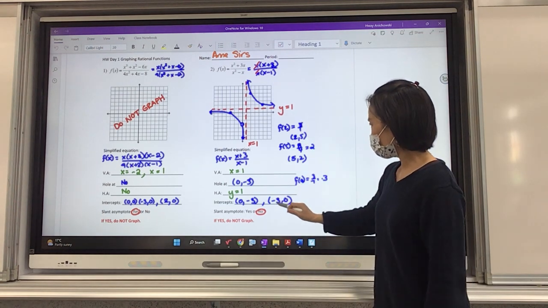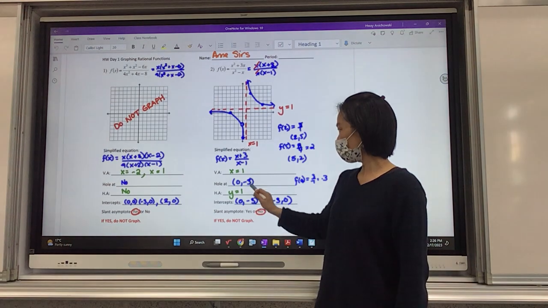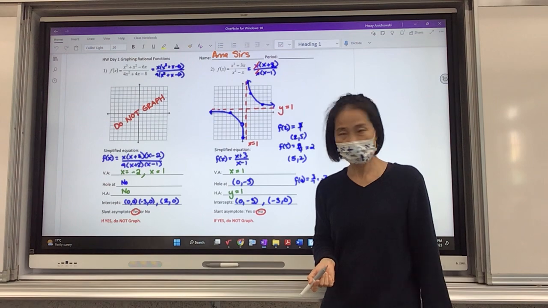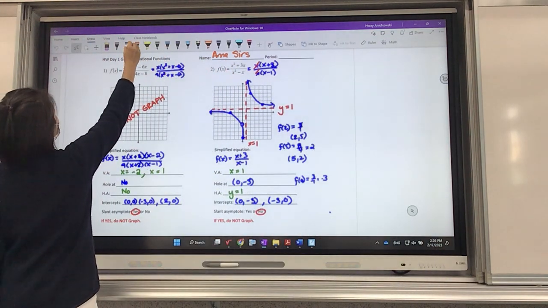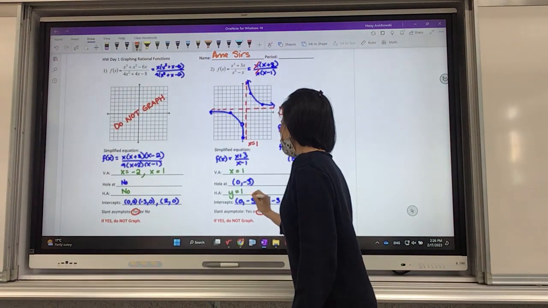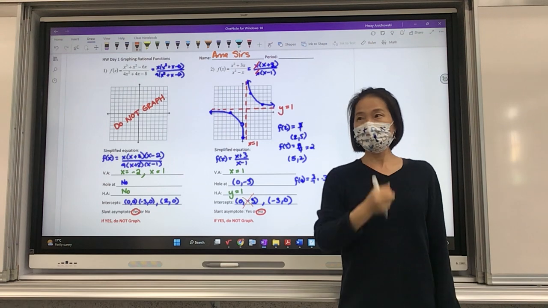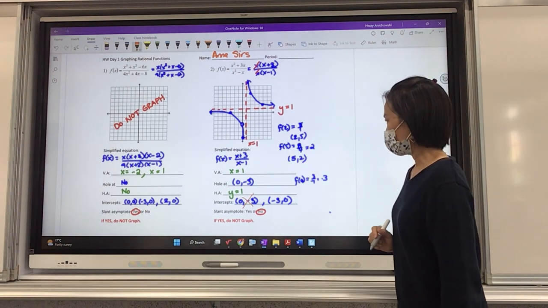This one is actually wrong. Look at this. The hole and the y-intercept, they are the same. So which one is it? Does the hole exist? The hole means it's undefined, so we should cross out this one. There is no y-intercept in this case, right? So that's why we put the empty circle there.